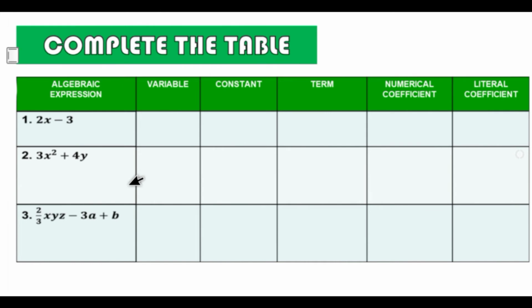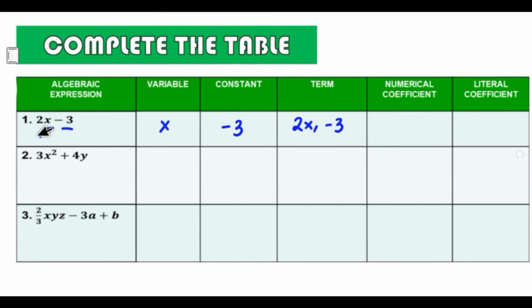So, now, ilagay natin sa practice yung ating mga natutunan kanina. So, we have here 3 algebraic expressions. And then, we have to determine the variable, constant, term, or terms, numerical coefficients, and then literal coefficients. So, for number 1, we have 2x minus 3. So, ang variable dyan ay x. And then, sa constant naman, yung nag-iisang number lang na term is negative 3. And then for term, meron tayong dalawang term. We have 2x. Ayan, pinaghiwalay sila ng minus sign at saka negative 3.